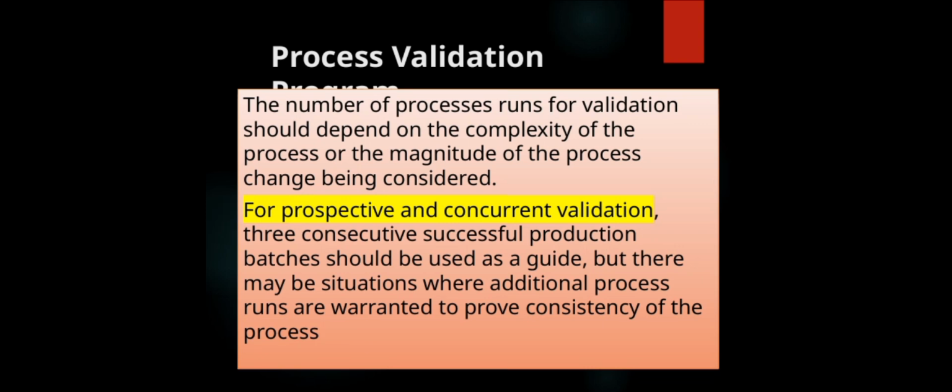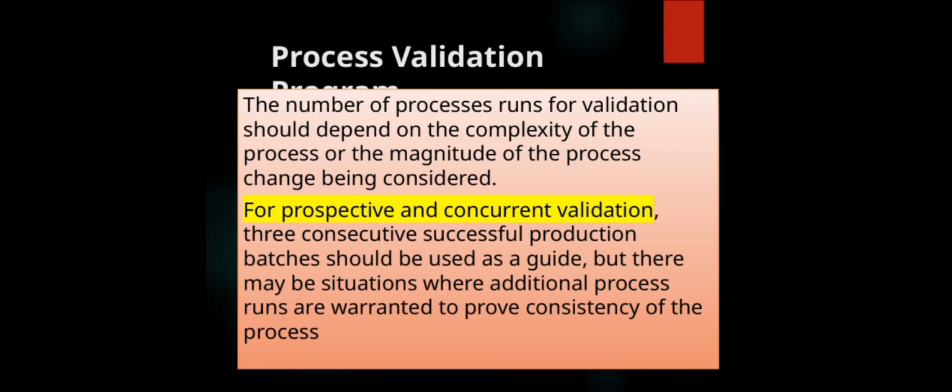Now, let's talk about the process validation program. When determining how many process runs are needed for validation, it's important to consider the complexity of the process itself or the extent of any process changes being evaluated. Essentially, more complex or significantly changed processes might require more validation runs to ensure everything is reliable. For prospective and concurrent validation, a common guideline is to use 3 consecutive successful production batches. This helps confirm that the process is stable and capable of consistently producing quality output.